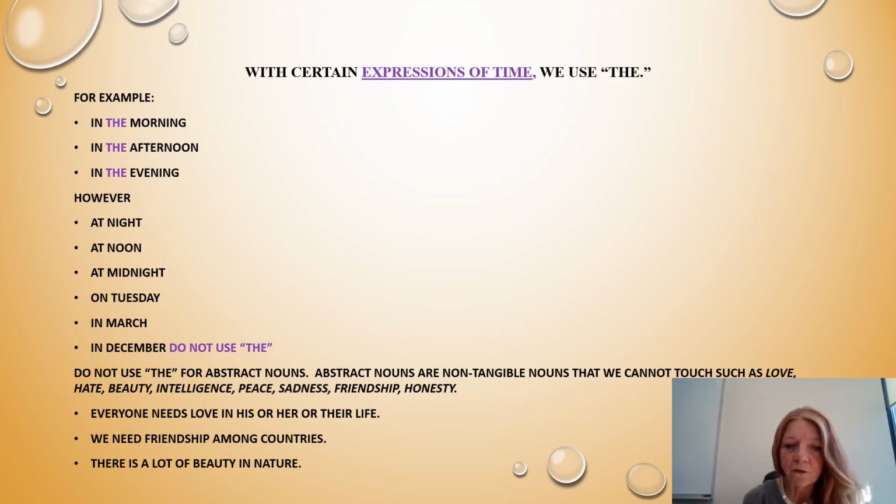We also do not use the article the for abstract nouns. Abstract nouns are non-tangible nouns that we cannot touch. And these are also non-count nouns, remember? So examples would be love, hate, beauty, intelligence, peace, sadness, friendship, honesty, and so forth. Examples of sentences with that: everyone needs love in his or her or their life. We need friendship among countries, and there is a lot of beauty in nature. So in those abstract noun situations, we do not use the article the.